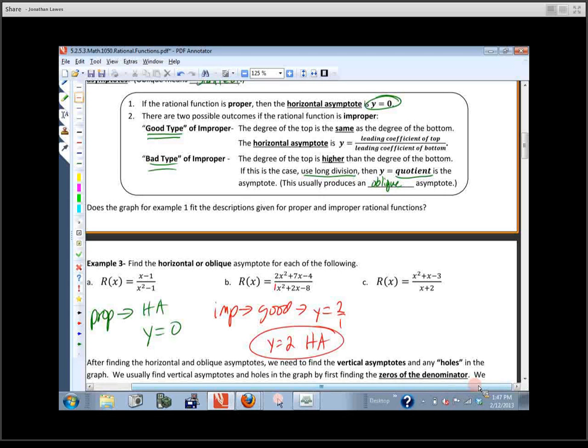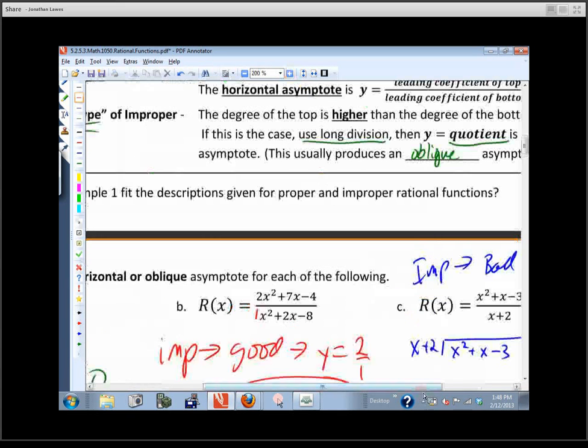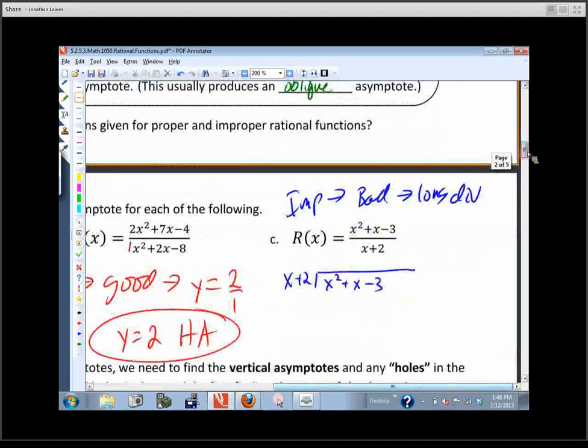Sure we're good? Okay, proper or improper? This one is improper. Good or bad? Okay, it's going to be the bad, and this is why it's bad: we have to do long division. Now, most of these are not that bad. They're not horrible division problems. So let's take a look at this one right here. What goes outside the box? Okay, x plus 2 goes outside the box. Now, could we do synthetic division on this particular one? You could do synthetic division on this particular one.